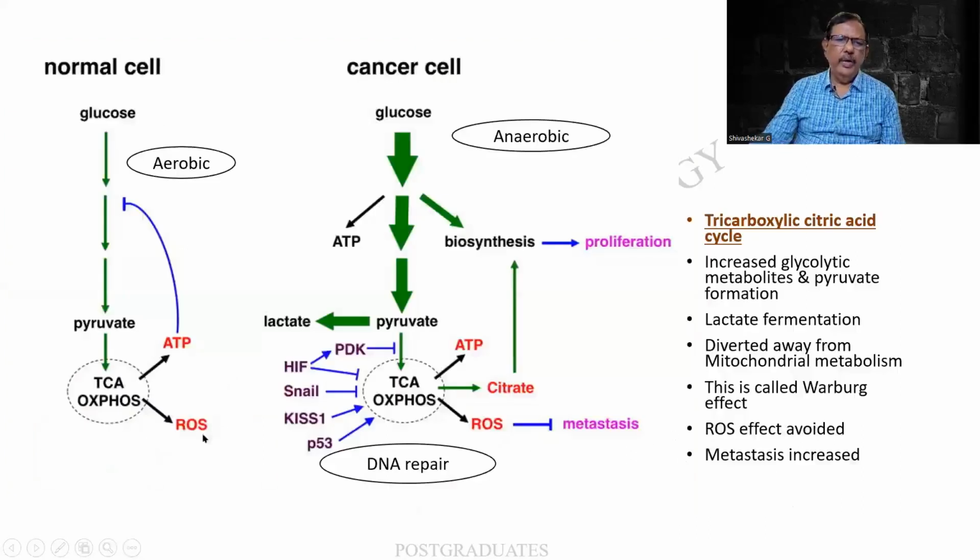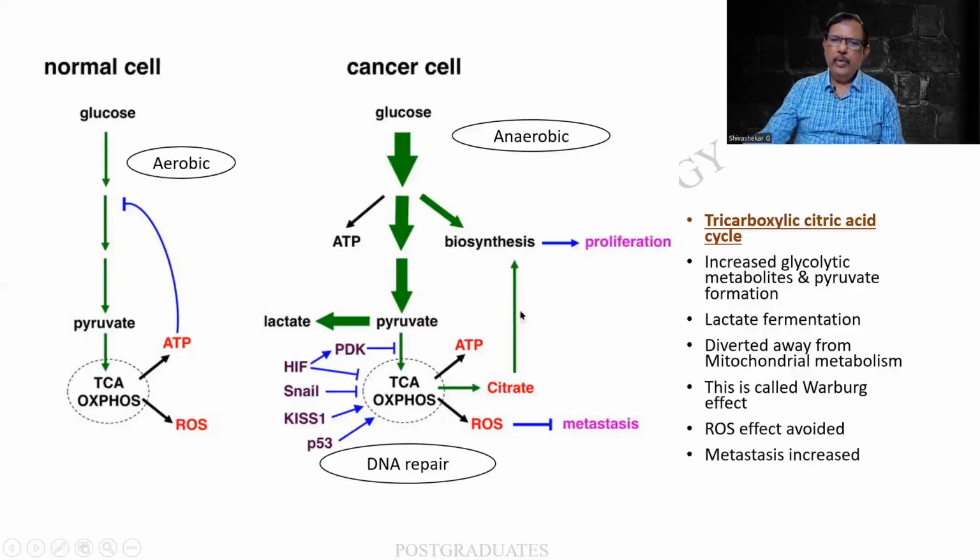The same thing all over again. Always repetition is the mother of knowledge. So this is the aerobic and this is the anaerobic. What happens is there is a biosynthesis, there is a proliferation that ultimately takes place. When reactive oxygen species are there, normally you find that there can be DNA repair as well as the prevention of metastasis, which is not there in this case. So in a cancer cell, there is the proliferation as well as the metastasis.